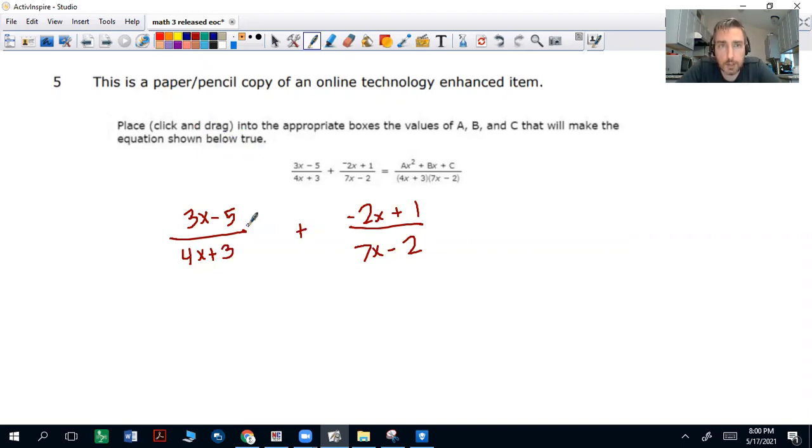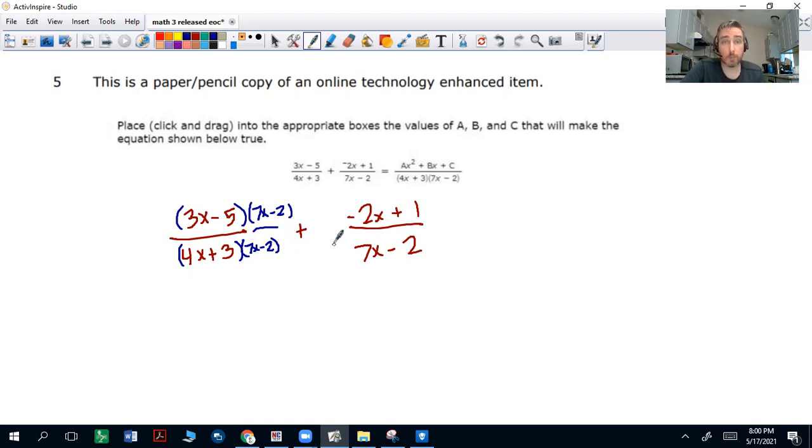So when you want to do this, you want to have a common denominator, which means you want to go over here, the 7x minus 2. We want to steal it. Put some parentheses around that. And anytime you steal a denominator, you got to copy it on the numerator to be able to make it equivalent. Same thing's going to happen over here.